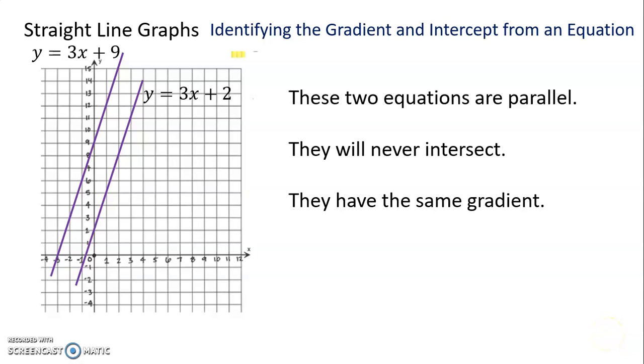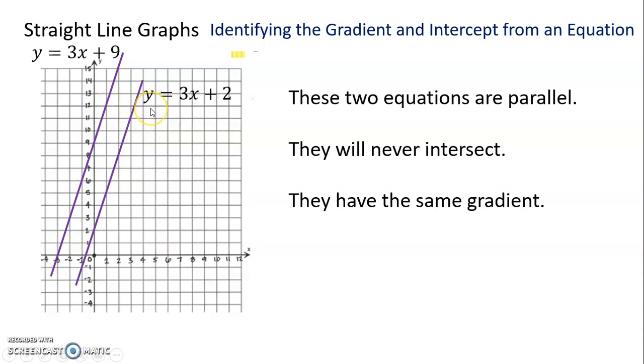Hello, and in today's lesson we're going to be looking at identifying the gradient and the intercept from an equation rather than from a graph. On the screen you can see two straight line graphs, one with the equation y equals 3x add 9. The intercept then is 9, which you can see here, and the gradient is 3, so along one, up 3.